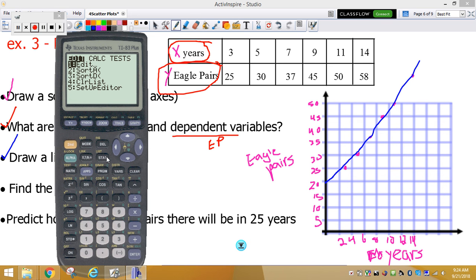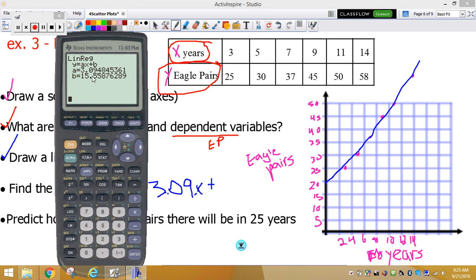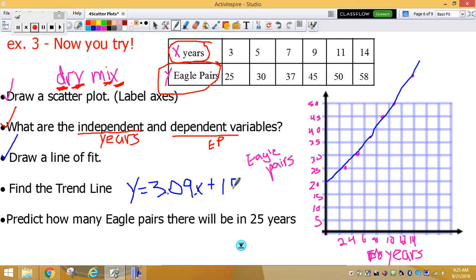Okay, we go back to stat. We go over to calculate. We want linear regression. And again, it tells me what to plug in for A and what to plug in for B. So it's going to be y equals 3.09x plus my B is, I'm going to do 15.6. I'm just going to round it up. 15.6.